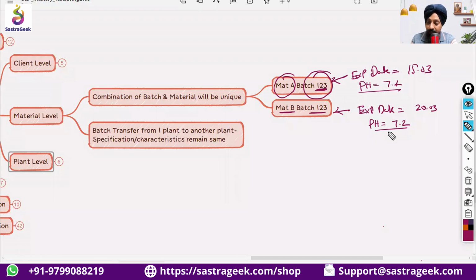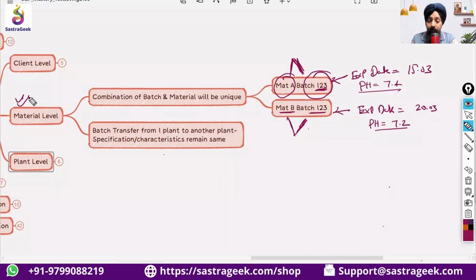Whenever you need to check any detail about the batch, you need to always give the material and batch combination. You will have to always give the material and batch combination to check the details of the batch. That is your material level batch. That is the most used batch number strategy which I have seen. In most cases, we try to use the material level batch.